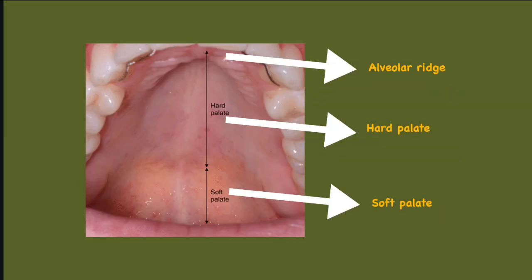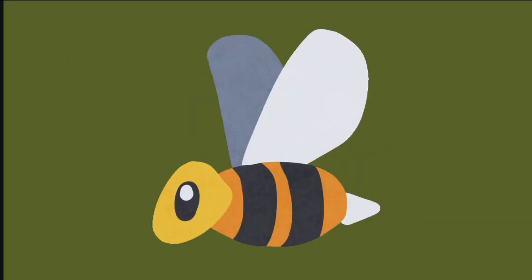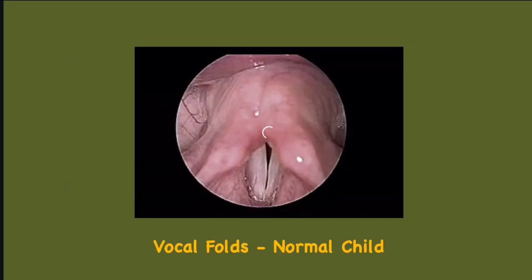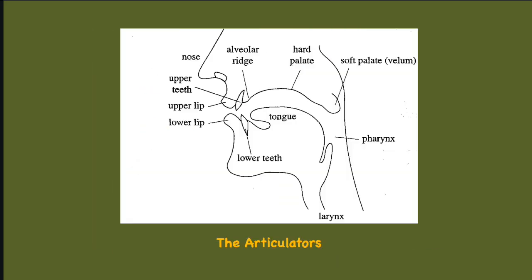Okay, now let's talk about the palate. In this slide we're exploring the palate, which forms the roof of the mouth and separates the oral cavity from the nasal cavity. When I say the oral cavity, I mean the cavity that you can see inside the mouth, and when I say the nasal cavity, I mean the cavity that we can see inside the nose to some extent.